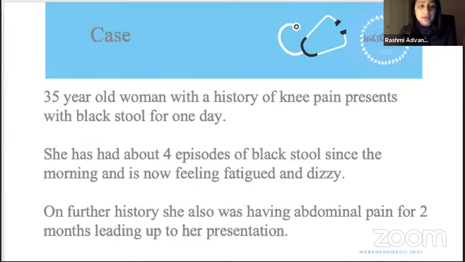So really, this is a point where you're looking at a case. It's a young woman, and she has knee pain, and she has black stool for one day. And you know that stool looks brown, right? It shouldn't really look black, and it shouldn't look red. So there are definitely things on your differential you want to think about, but I'll go through the next part of the case, and then I'll start asking some questions.